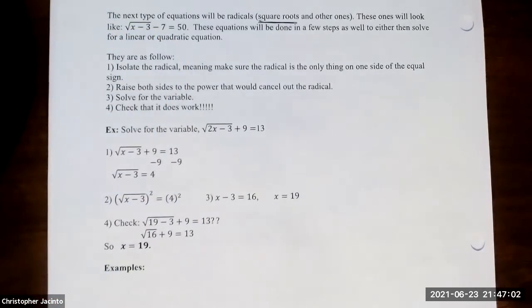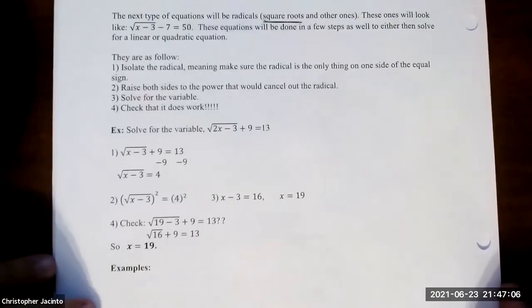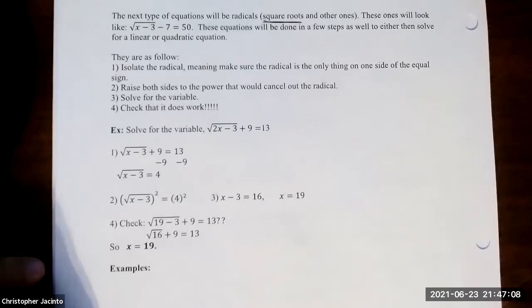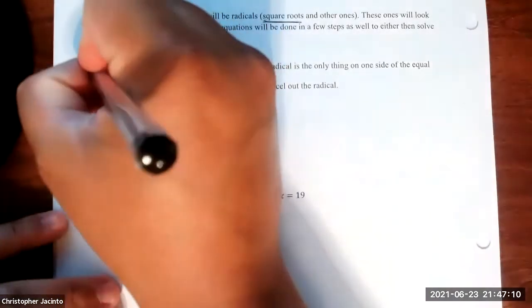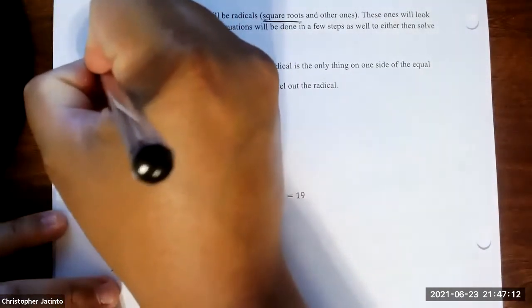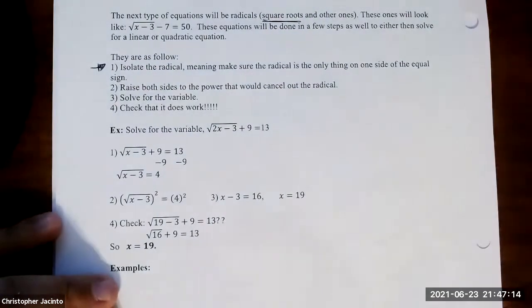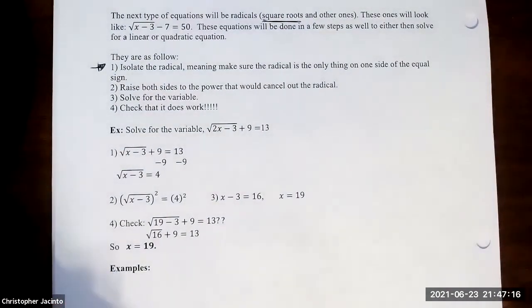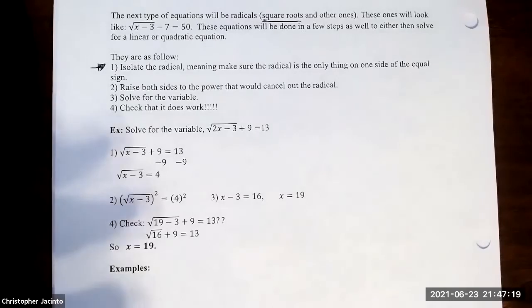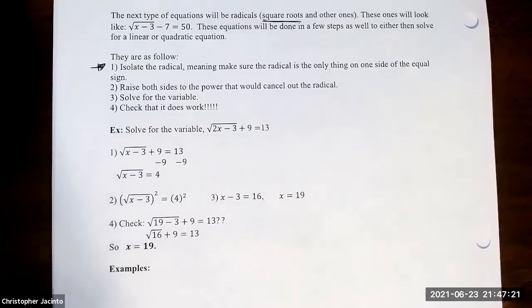So when it comes to these ones, again, we have a few steps to help you out. But it follows the same thing we did last time. The first thing you always want to do, and this is the most important one, is always isolate the radical. What that means is you want one side to have numbers, and the other side to have just the square root sign. That's what that means.